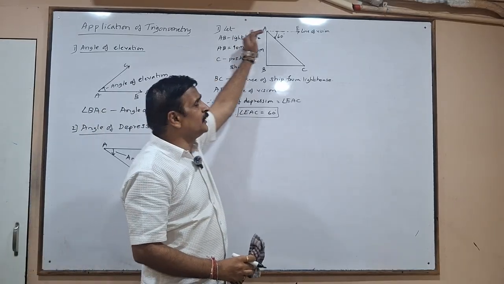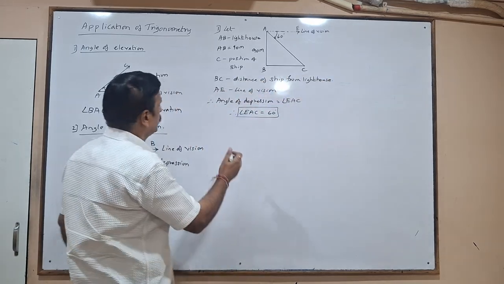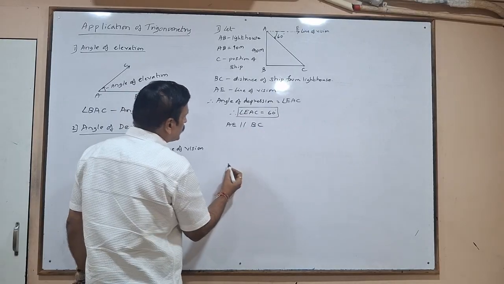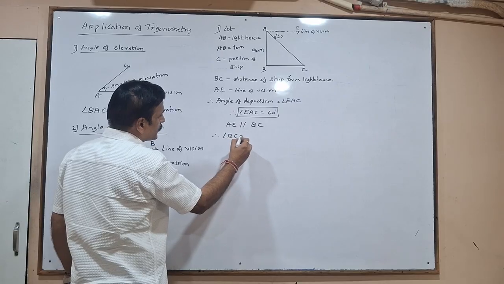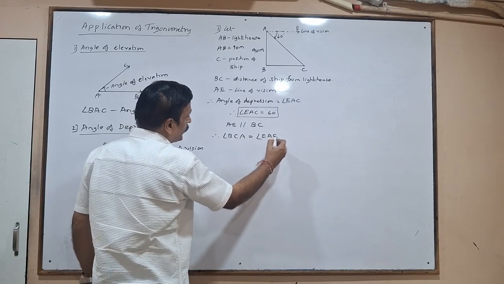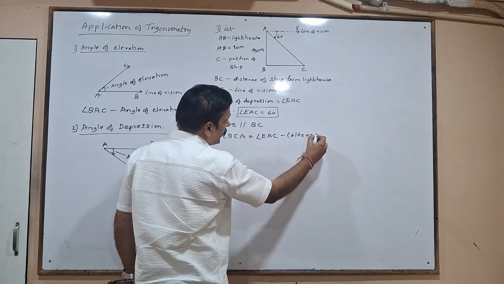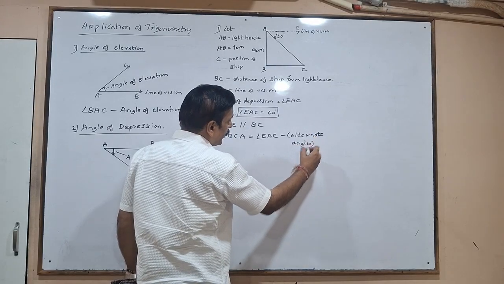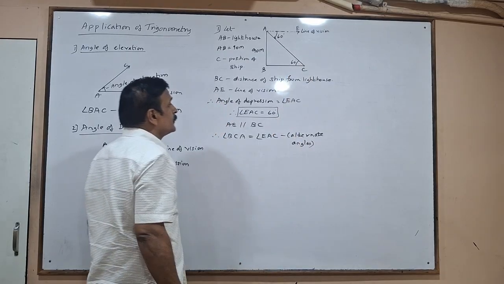Now this line of vision will always be parallel to the base BC. AE parallel to BC. Therefore angle BCA will be equal to EAC. They are alternate angles. So this angle will also be 60 degree.